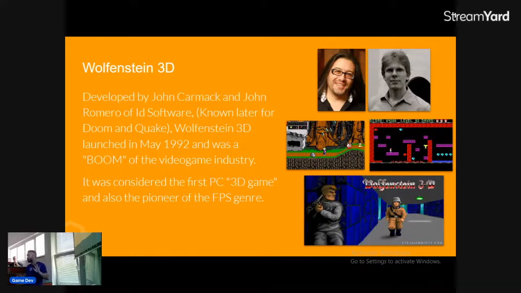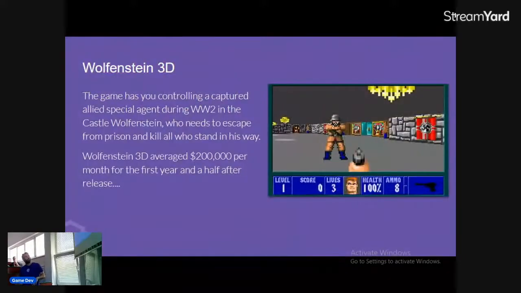And this was insane in the late 80s, beginning 90s. But they wanted to push the envelope even further, and so they created Wolfenstein 3D. Wolfenstein 3D is a game that has you controlling a captured Allied special agent in World War II. He needs to escape the castle and kill as many Nazis as possible. And it was a huge success.